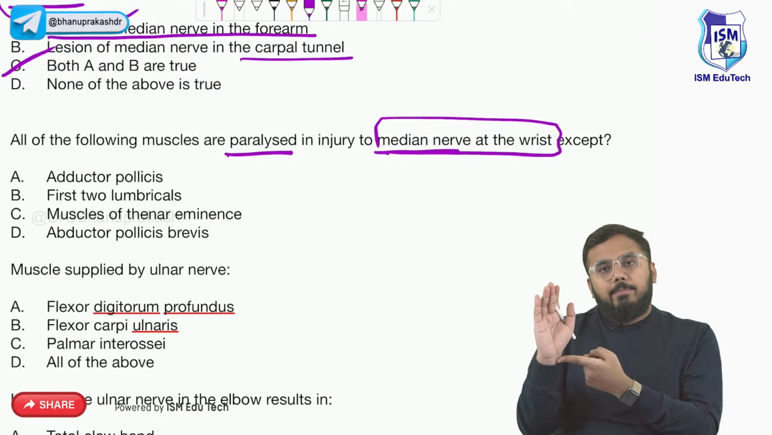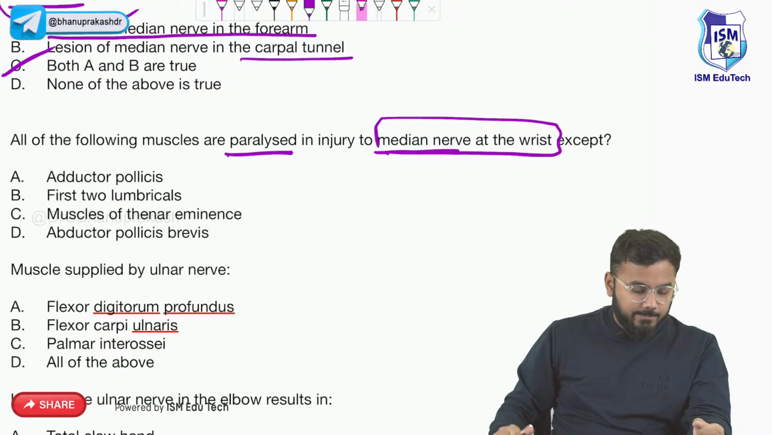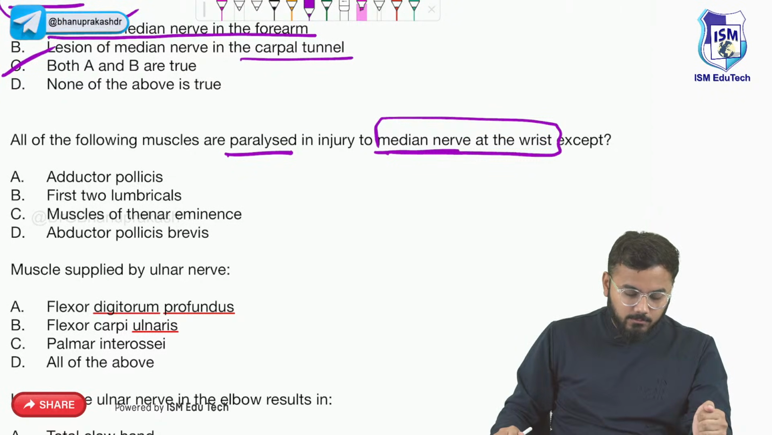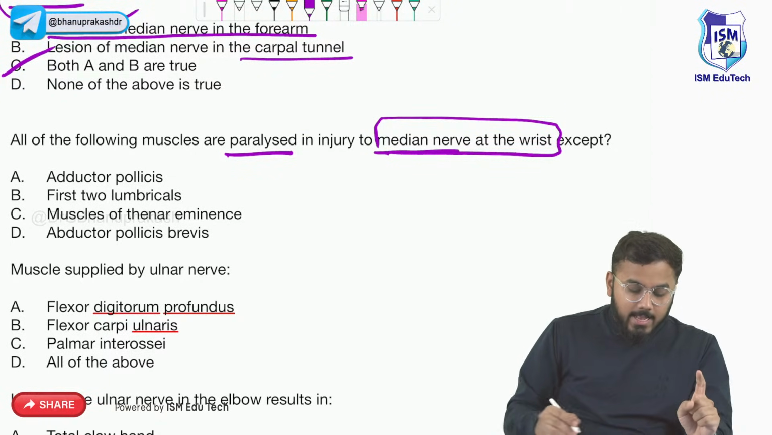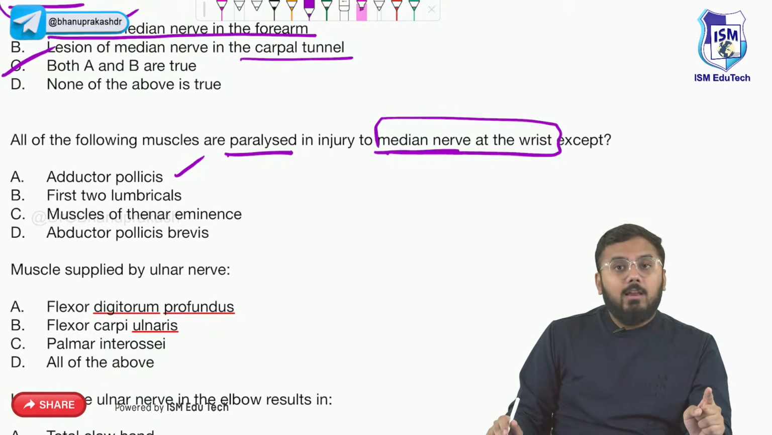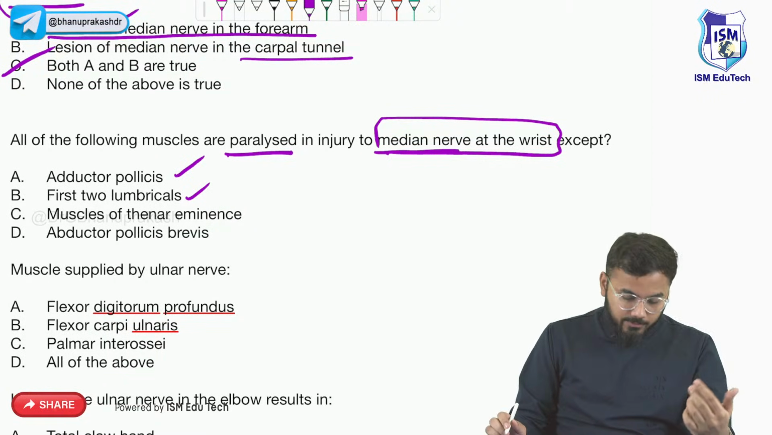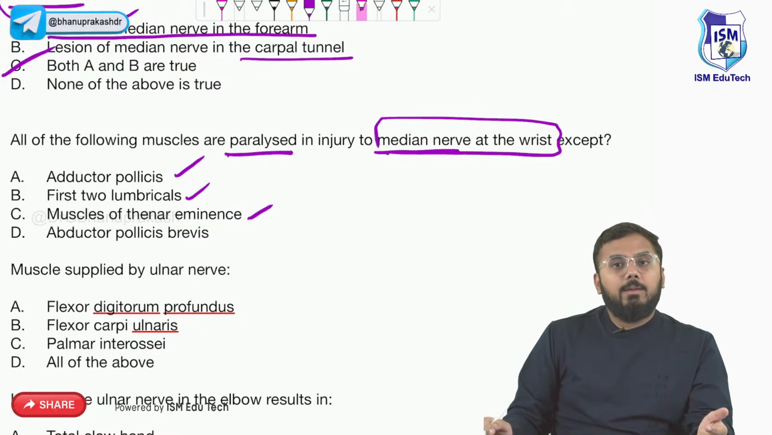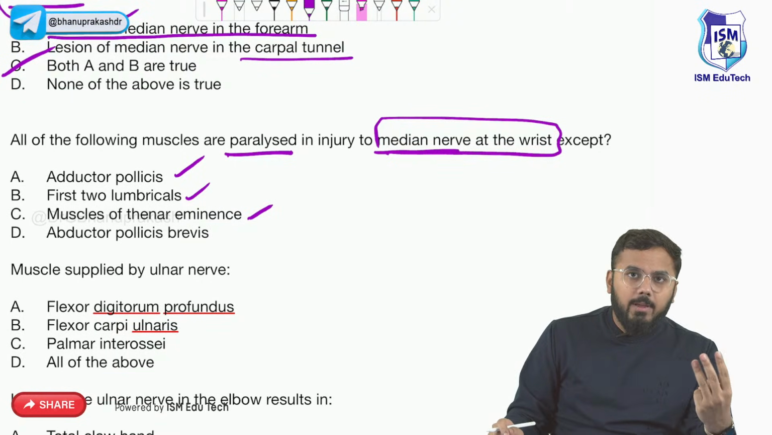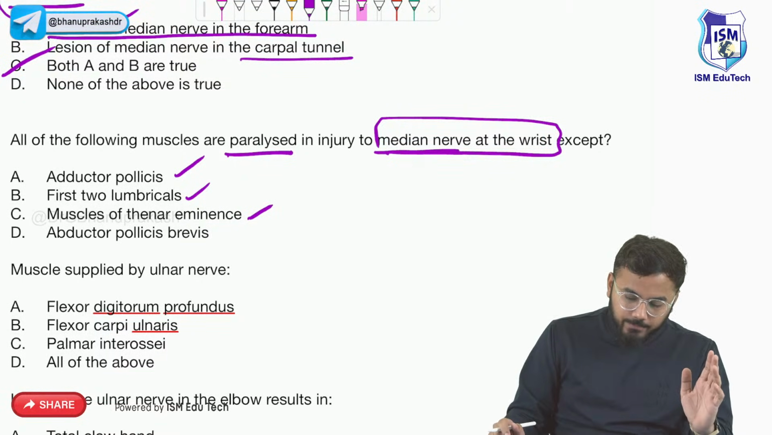All the following muscles are paralyzed in injury to median nerve at the wrist, except. Adductor pollicis, supplied by ulnar nerve, is not injured. First two lumbricals, median nerve, injured. Muscles of thenar eminence, the three muscles are supplied by median nerve, injured, right? And what will be the answer?